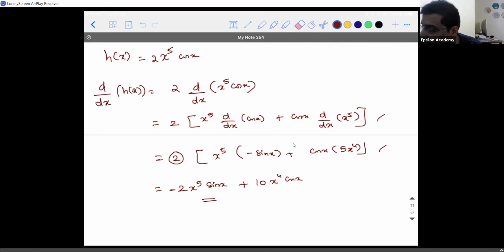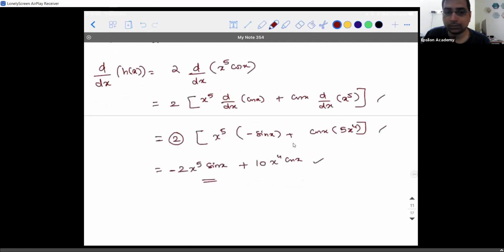As you have more practice, at that time I'll skip these steps. I'll directly arrive at this answer. Okay, so this is all about the product rule.